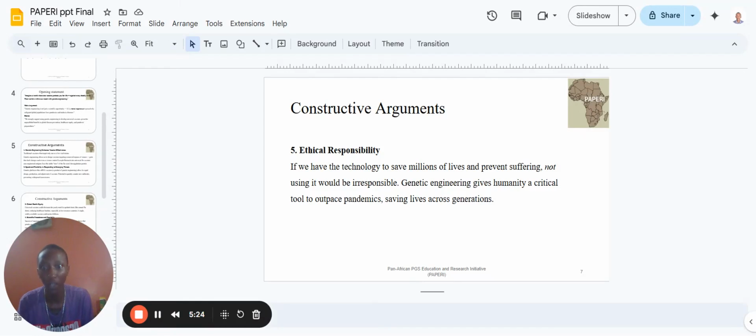Our fifth constructive argument was about ethical responsibility. If we have the technology to save millions of lives and prevent suffering, not using it will be irresponsible of us. Genetic engineering gives humanity a critical tool to outpace pandemics, thus saving lives across all generations, which is of course an ethical thing to do as human beings who are well underway with science development.